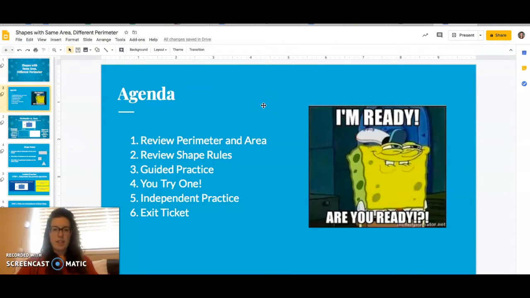So on today's agenda, very similar to yesterday, we're going to go over perimeter and area again, just to make sure we've really got it in our brains. We'll review some shape rules. We'll do a guided practice problem together. You'll try one on your own, and then it'll be time for the independent practice and your exit ticket. I'm ready. Are you ready?